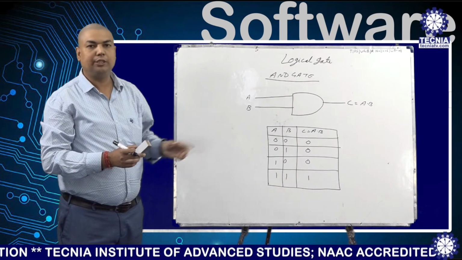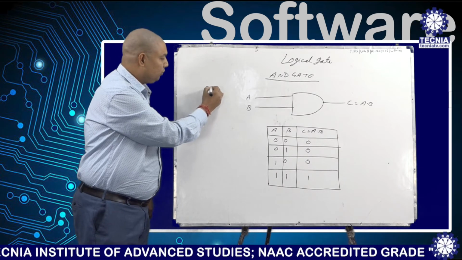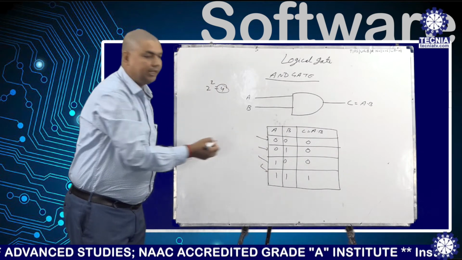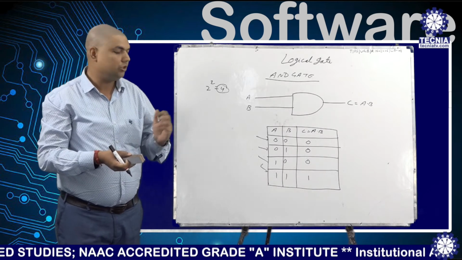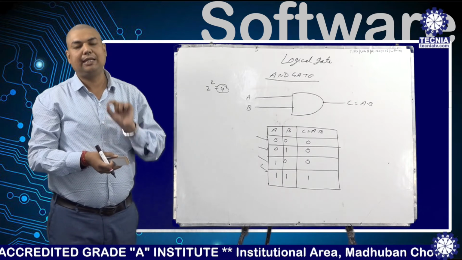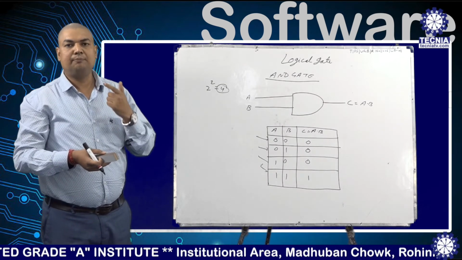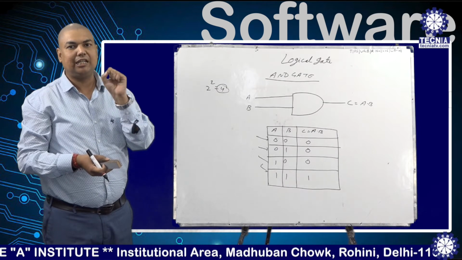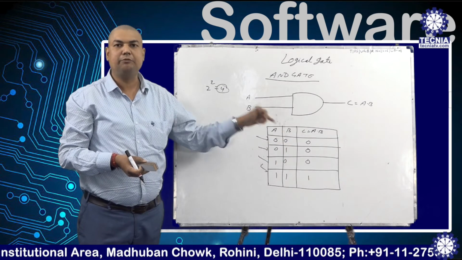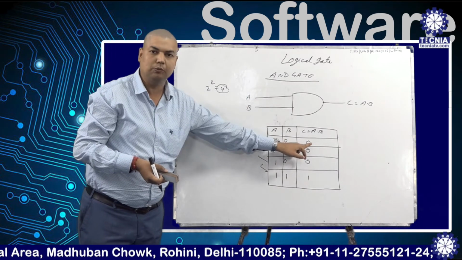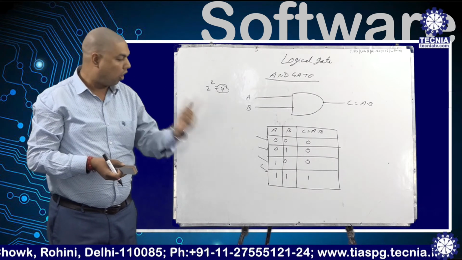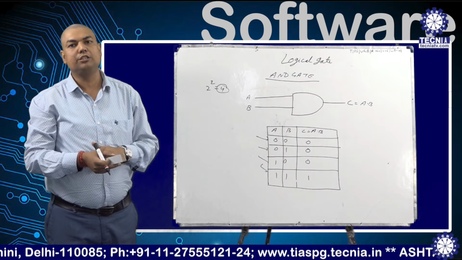When we take two inputs, 2 to the power 2 equals 4 combinations become possible. Those combinations are 0 0, 0 1, 1 0 and 1 1. Here we can mention the expression. What is the meaning of the expression? Here it is A dot B. It means when the A value is 0 and the B value is 0, then we multiply A dot B and it becomes 0. In the AND gate, we can simply say that our output is 1 only when both inputs are 1.